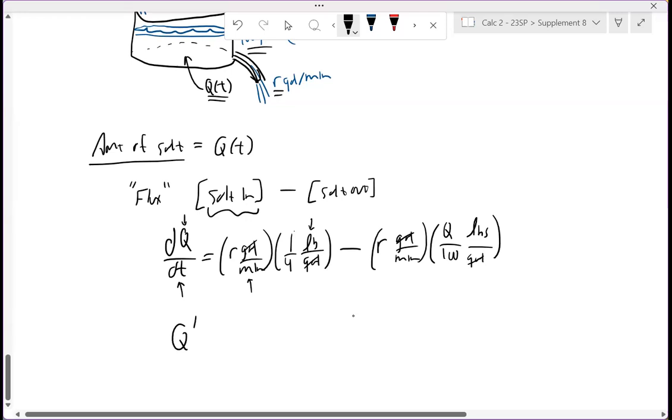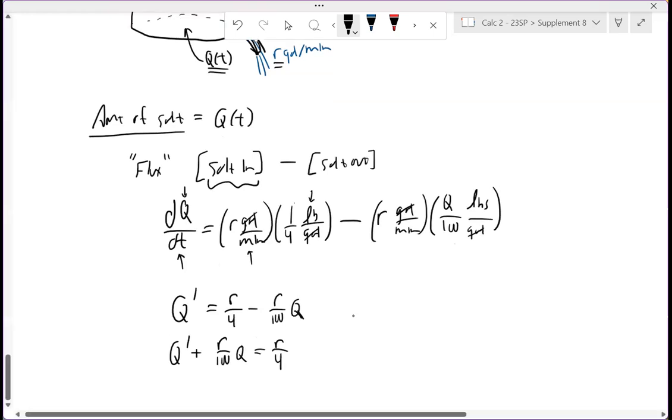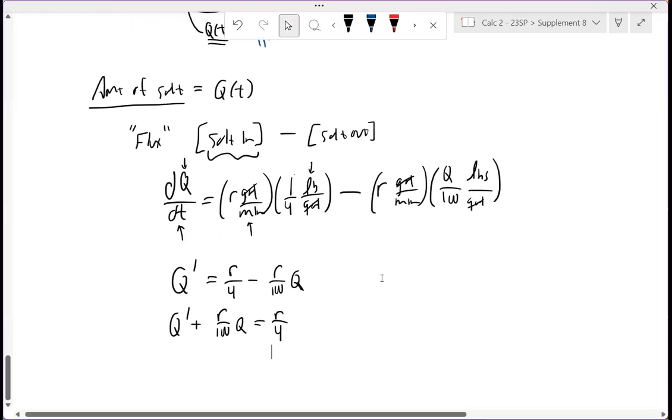So I see I have Q prime equals R over 4 minus R over 100 Q. Or writing this a different way, Q prime plus R over 100 Q equals R over 4. And we see this is a first order linear. As a side note, this is also separable, so we could have solved this using the methods of the last section. So if you want to get a little extra practice on that, you can try solving this that way and getting the same answer.